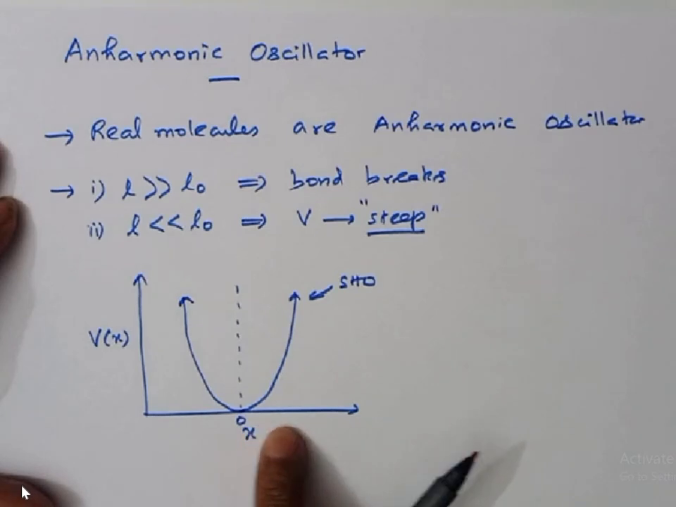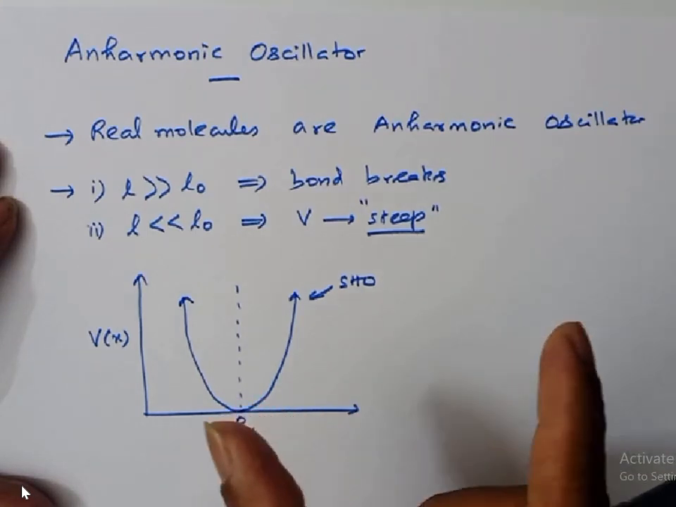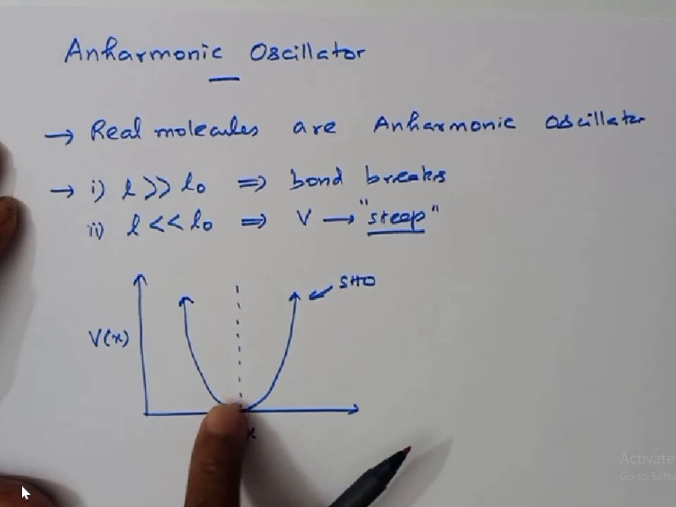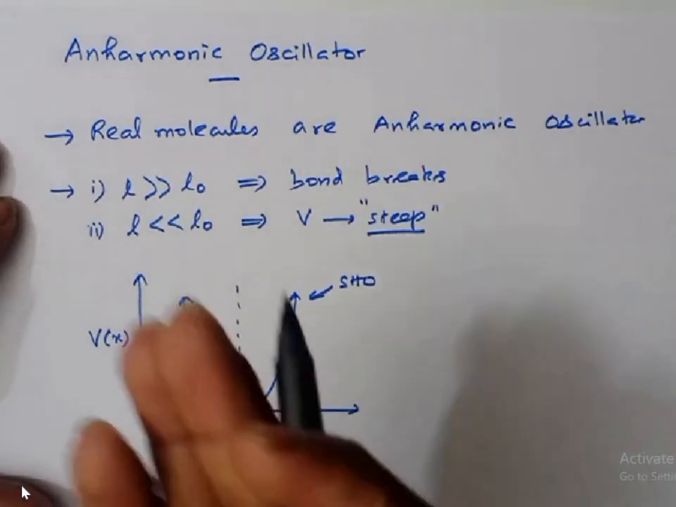When x becomes very large, that is when x is positive, it means stretching. When stretching, if you stretch the molecule to a larger extent, what will happen? The bond breaks. Once the bond breaks, you will get individual atoms. Then the total potential energy of the two atoms becomes a constant. Okay, and during compression, potential energy increases in a steep manner because when two atoms come closer, the nuclei of the two atoms repel each other. Therefore potential energy increases in a faster manner.